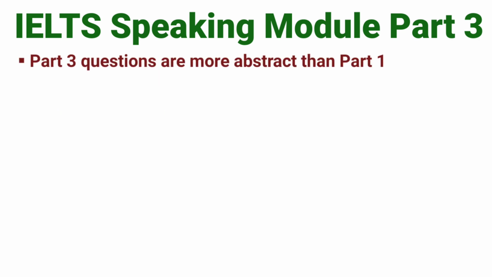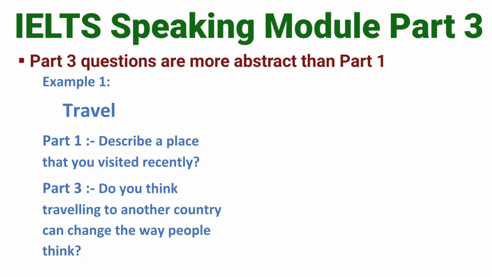As I mentioned, part 3 questions are more abstract than part 1. For example, if the question is about travel, in part 1 it will be asked like this: Describe a place that you visited recently. The same topic will be asked in part 3 like this: Do you think traveling to another country can change the way people think?